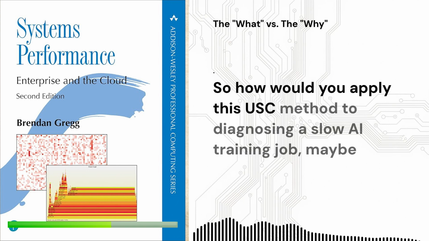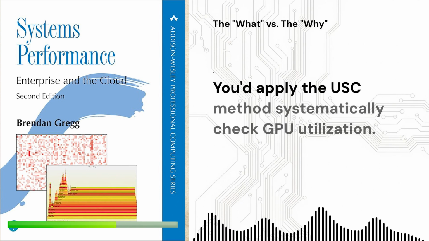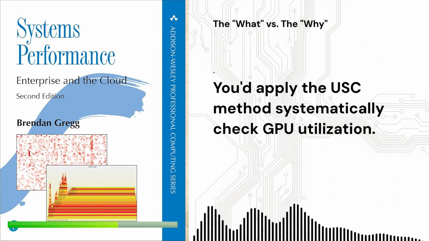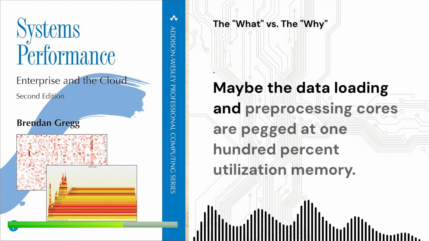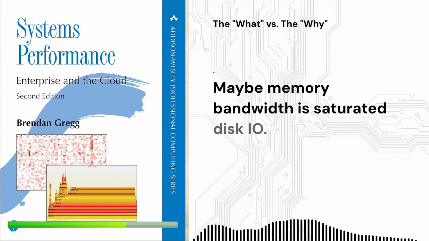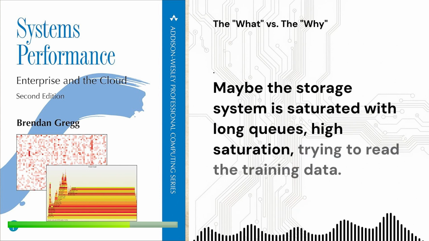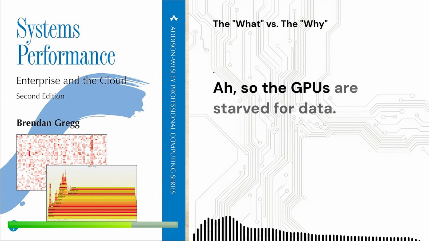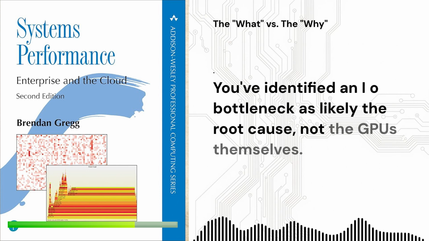So how would you apply this USE method to diagnosing a slow AI training job? Maybe one where the expensive GPUs seem underutilized. Okay, great example. You'd apply the USE method systematically. Check GPU utilization, maybe it's low, like 50%. Okay, why? Then you check utilization, saturation, and errors for the other resources. CPU. Maybe the data loading and preprocessing cores are pegged at 100% utilization. Memory. Maybe memory bandwidth is saturated. Disk I/O. Maybe the storage system is saturated, with long queues, high saturation, trying to read the training data. So the GPUs are starved for data. Exactly. You've identified an I/O bottleneck as likely the root cause, not the GPUs themselves.